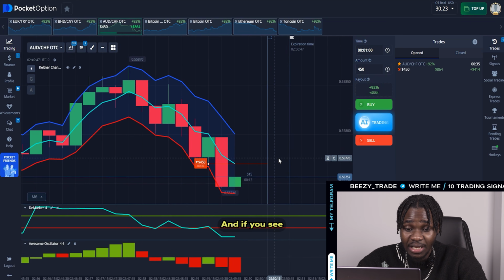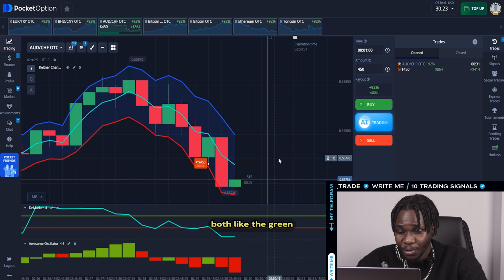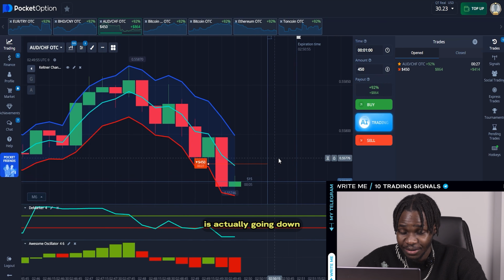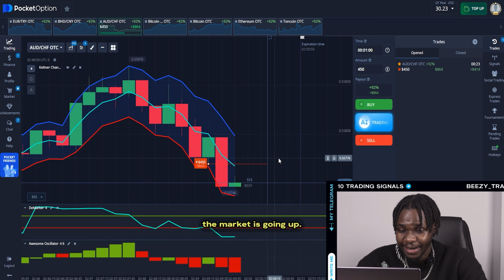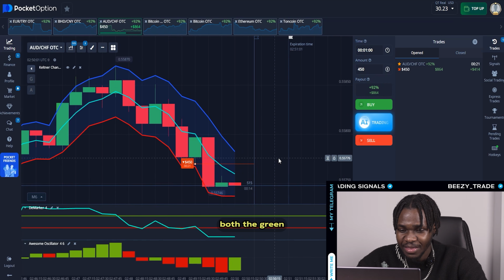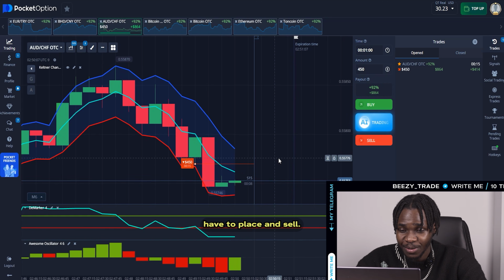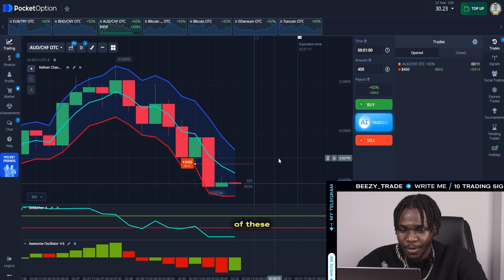And if you see the awesome oscillator right here, both the green and the red are facing down, meaning the market is going down. If the market was going up, they would be facing up, but right now both the green and the red are facing down, meaning the market is going on sale. So we have to place on sale. That's the importance of these indicators.